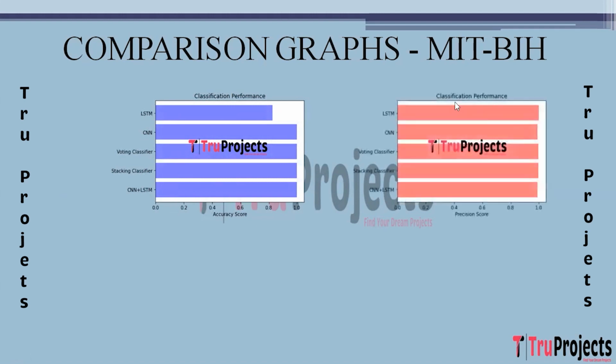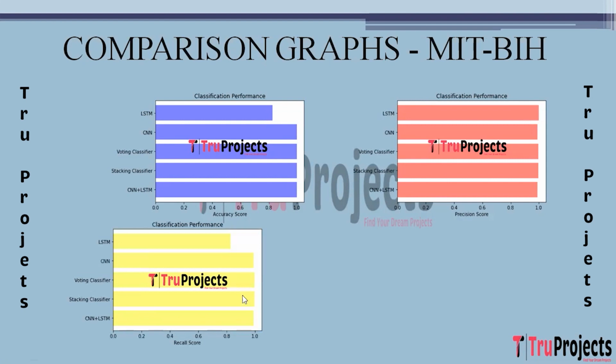And this is precision score comparison graph. In this graph on x-axis I have precision scores and on y-axis I have algorithm names. So precision measures the accuracy of positive predictions, indicating how many predicted positives were actually correct.